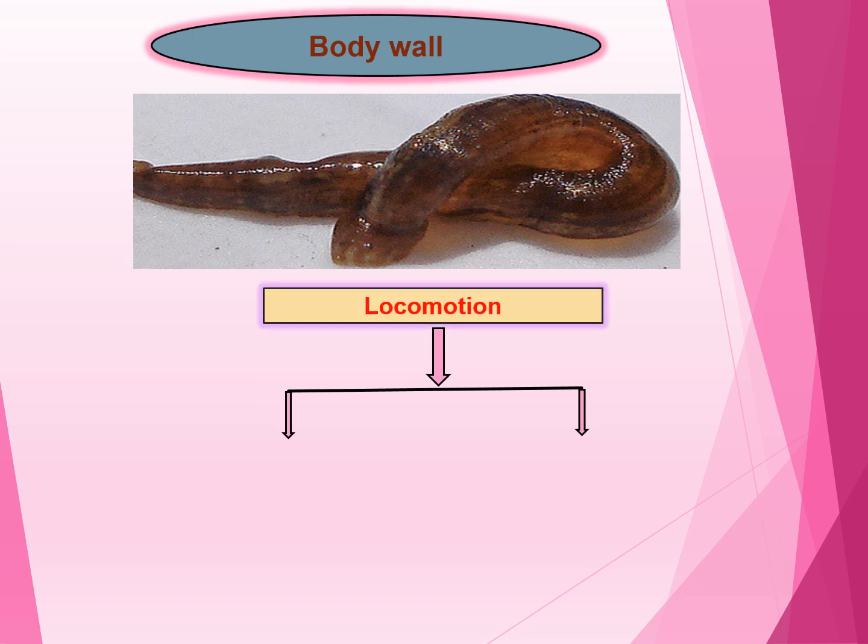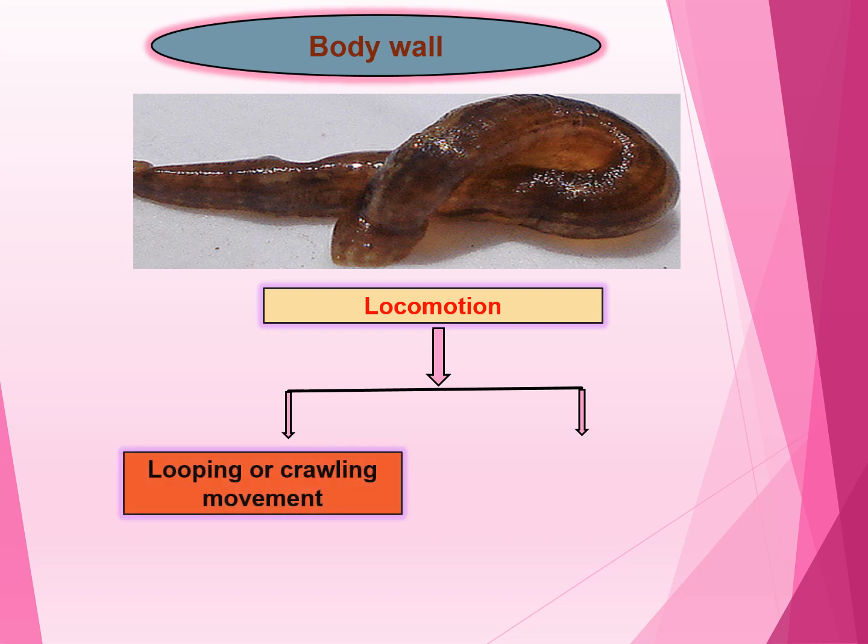Now, leech locomotion. Locomotion means movement. Leech movement is of 2 types. One is crawling or looping. This type of movement is brought about by the contraction and relaxation of muscles.